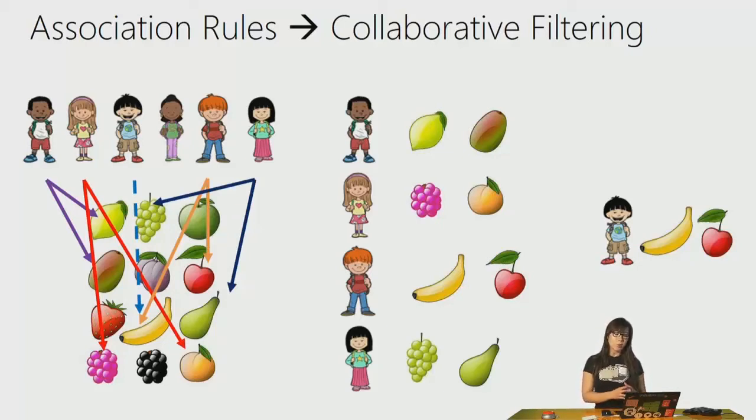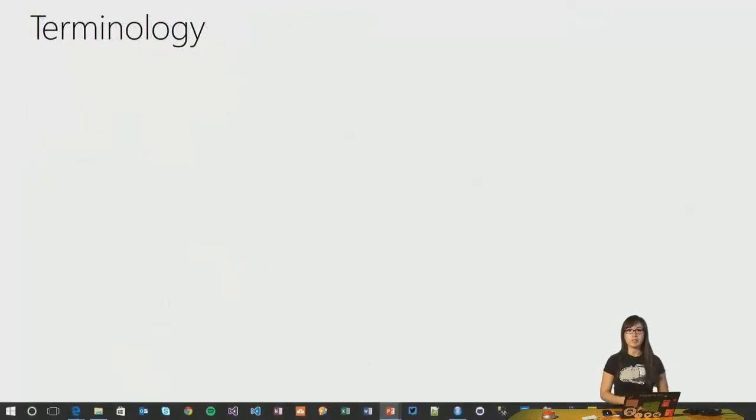This is actually what makes association rules collaborative filtering. The association rules basically just means that what you've seen on the left-hand side is transformed to a matrix form. And these are association rules, and then based on those rules, we can apply collaborative filtering and therefore suggest something to this last boy.